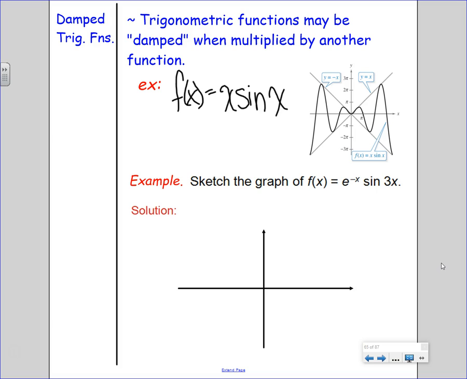Ready? Sine starts in the middle, right guys? Sine starts in the middle. Question, for this guy, I know what sine does. He goes up and down and back up again. I know what e to the negative x does. And I'm going to put those two together and say, I bet for this one, he's going to be doing something like, what do you guys think?